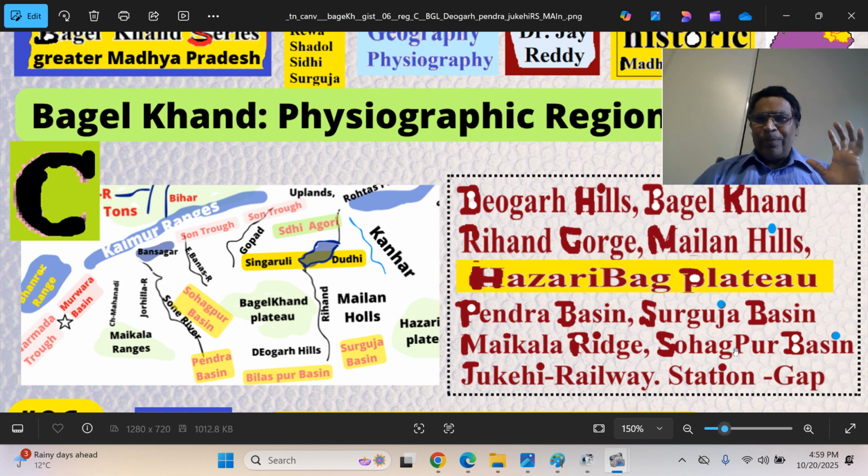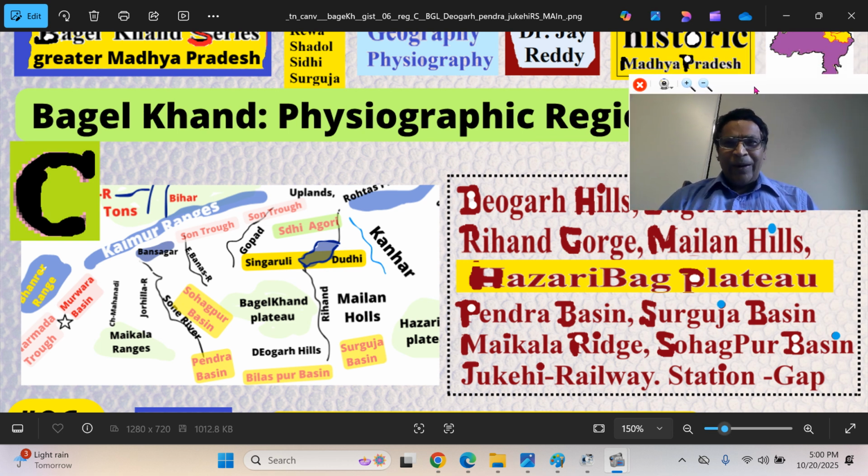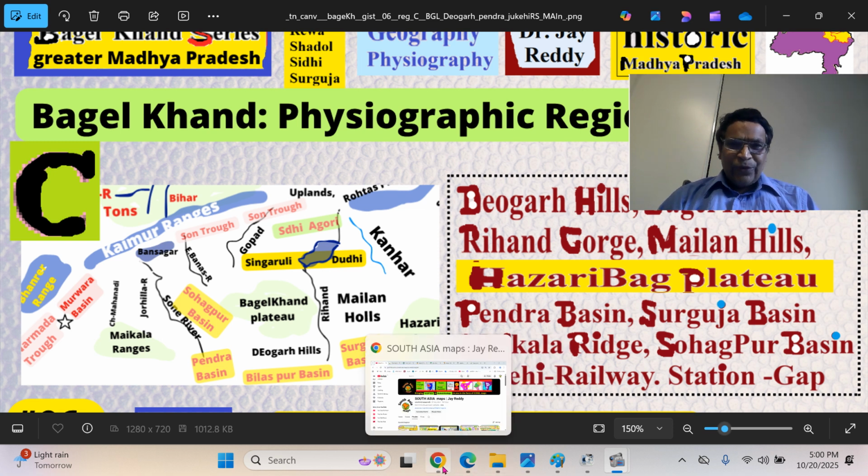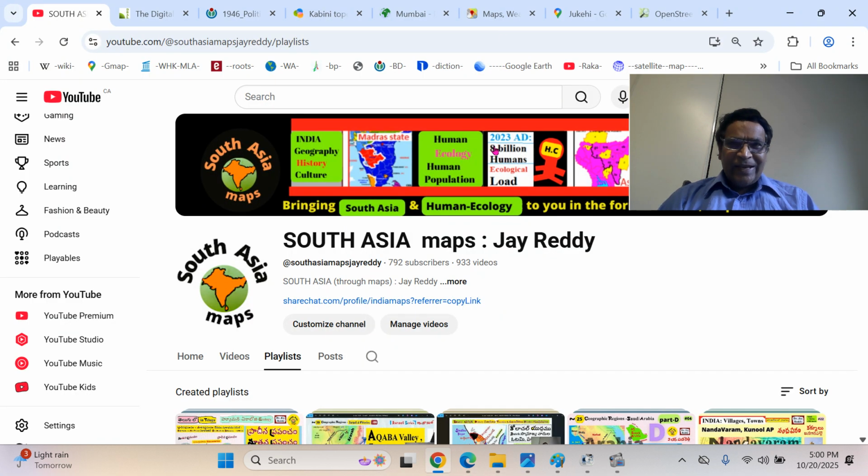Sohagpur Basin is essentially along the railway line in the Shahdol district. Jukehi railway station, from Manikpur railway junction in the Banda district to Katni, maybe 10-15 kilometers north of Katni. That is a gap town, a major break point in the Vindhyachal region, that is the Kaimur mountain range and Bhander mountain ranges. So we look at all these things in detail.